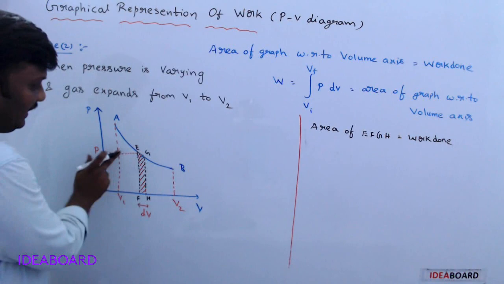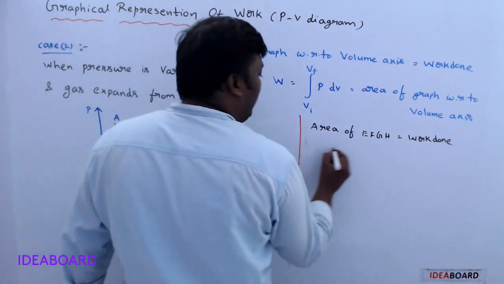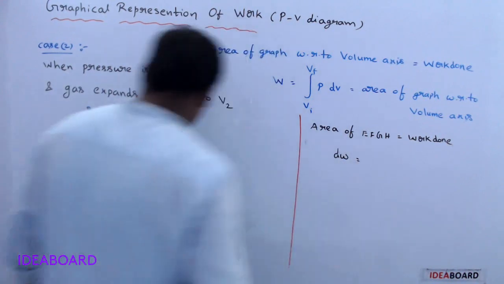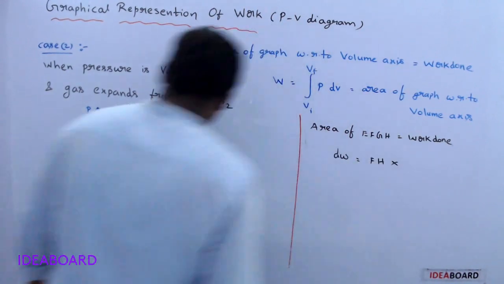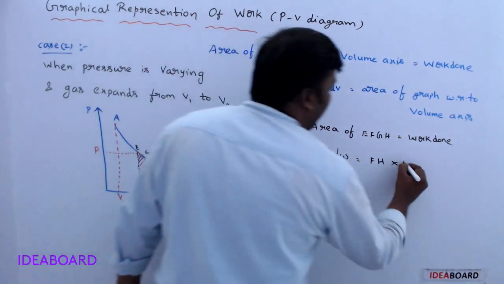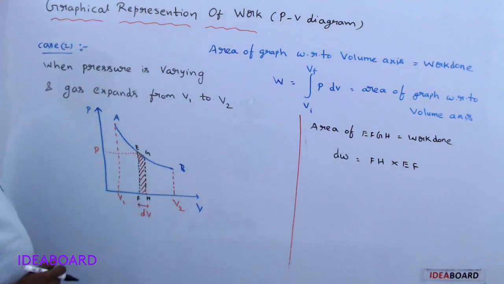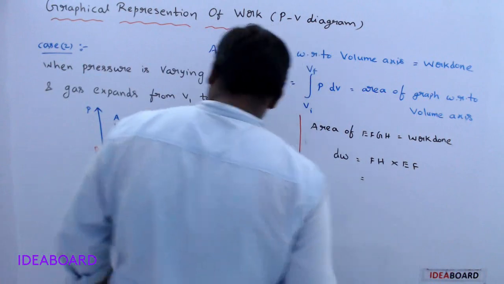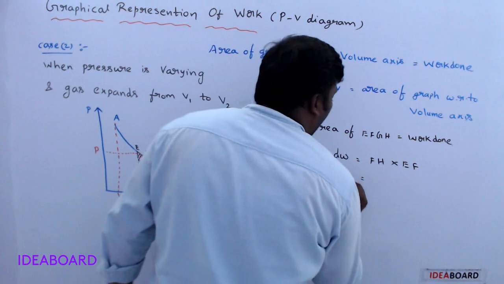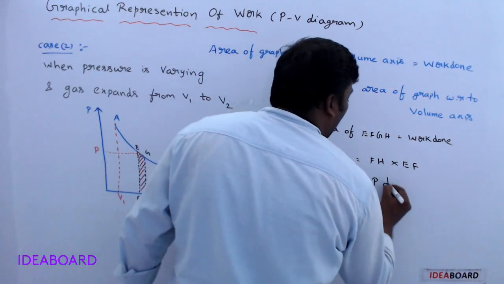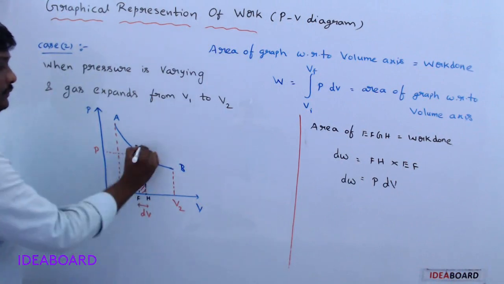Understand? What is the formula for area? Area is length into breadth. Nothing but dW is equal to length FH times breadth EF. Clear now? Now, what is the value of FH? It is dV, and EF is nothing but P. So the formula for work done is dW is equal to PdV. This is only for this small strip.